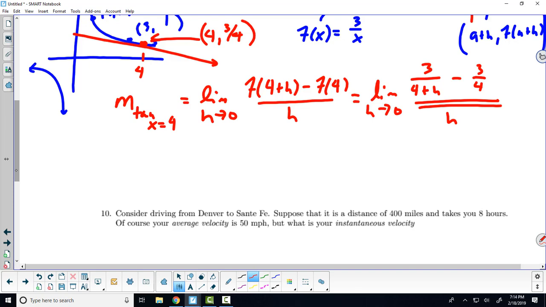Folks, hopefully you see that we have an indeterminate form here. Can I just plug in a 0 for h? No. Some sort of algebra is going to be required. Okay? All right.